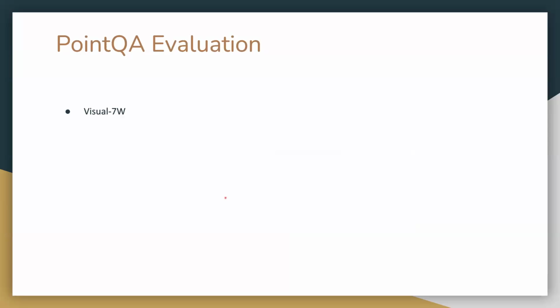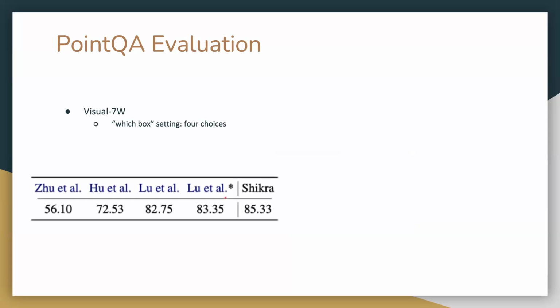Moving on to evaluation on point QA, they evaluate this on 2 data sets, the first of which is Visual 7W, which is a multiple choice question answer data set. They specifically use the which box setting. So the 4 choices provided are bounding boxes instead of traditional multiple choice options. And here you can see that Shikra achieves new state-of-the-art performance, outperforming what was previously state-of-the-art.